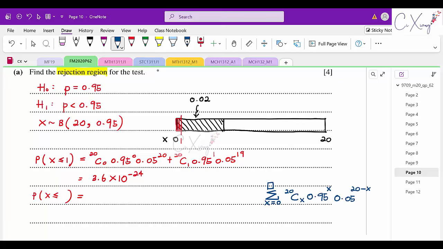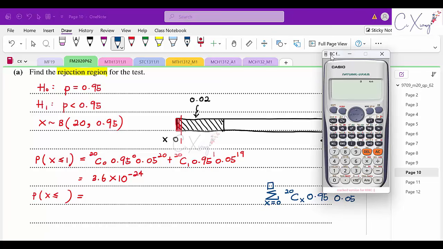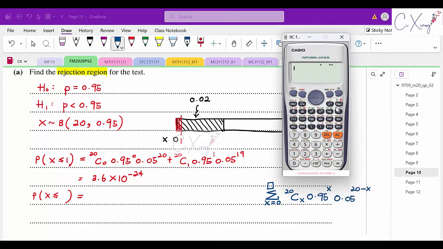As an example, let's take x smaller equals to 1 first. You already pressed the calculator for the value, right? I need to key in the formula so you can see it from here. You can press shift, then the log function. It depends on what kind of calculator you are using. I think most calculators can be used as long as it is the 570 ES or MS. So I want to key in the formula first: 20Cx, 0.95 power x, 0.05 power 20 minus x.